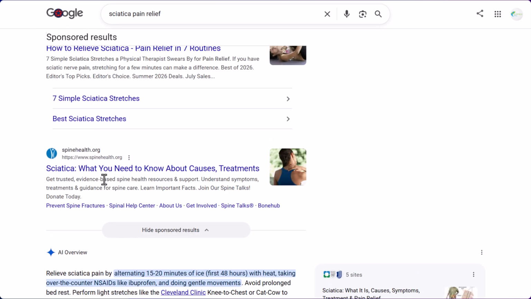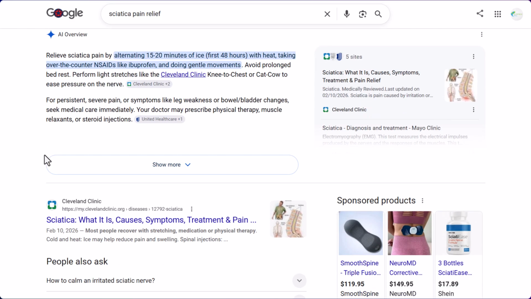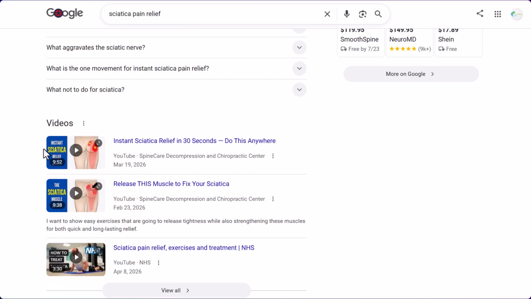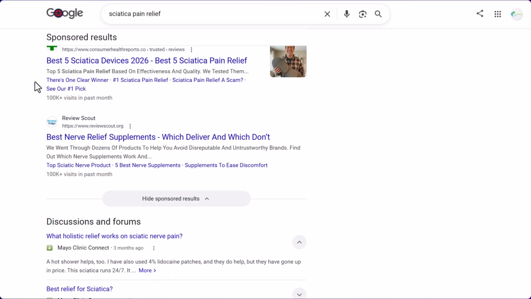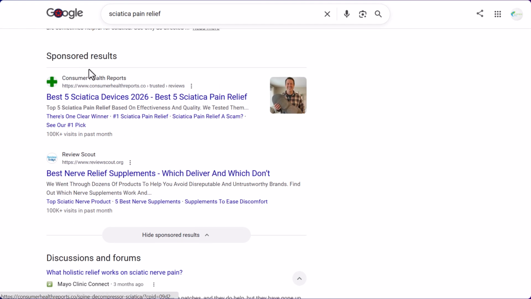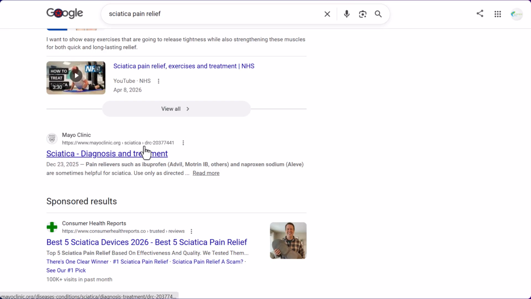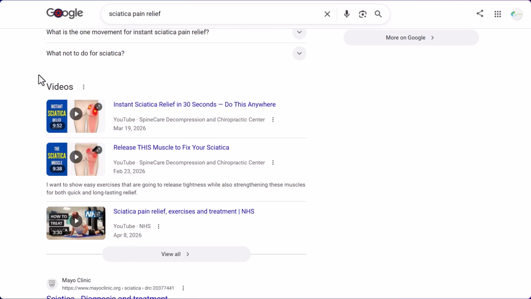So spine health, we have these are sponsored results. So companies are now paying to get traffic from Google for information results, which I know companies have always done, but it's kind of interesting to see so many of them. But you'll see some different ads in here. For these types of keywords, sciatica pain relief, a lot of times people are looking for pain relievers, stretching, massage, videos on how to actually relieve it, like instant sciatica relief in 30 seconds.